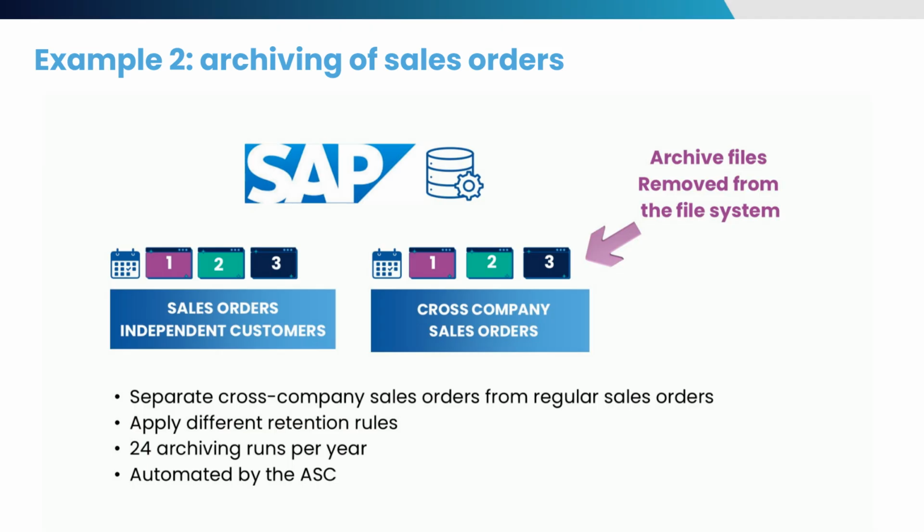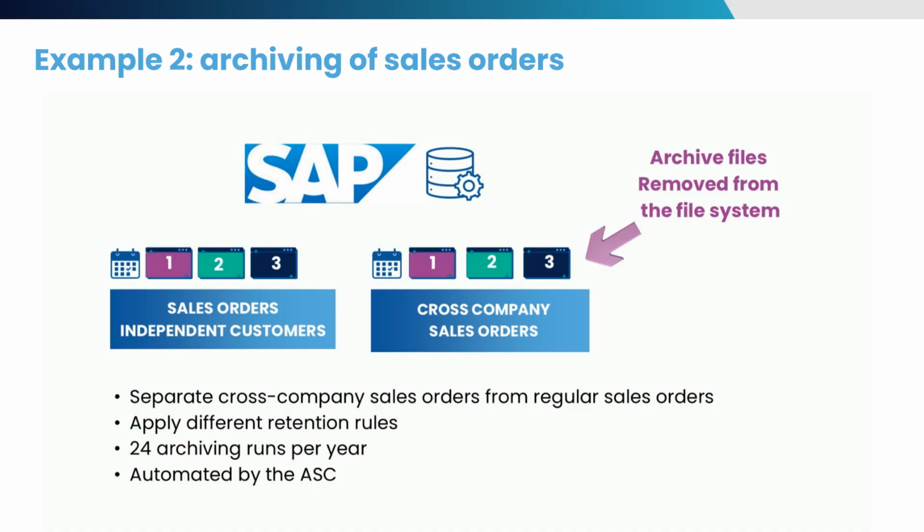Sales orders are archived on a monthly basis. As a result, if access to February sales orders is required, only the February archive files need to be accessed, rather than the entire archive set. Combining monthly archiving with the separation of cross-company and regular sales orders results in 24 archiving runs per year instead of a single annual run.